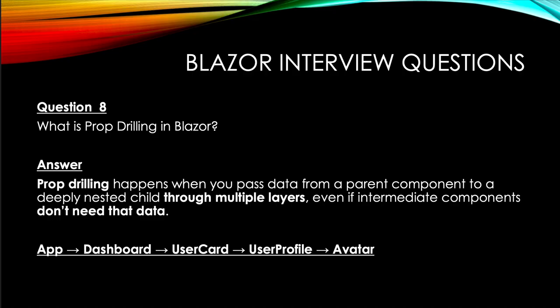And question number 8, what is prop drilling in Blazor? Prop drilling happens when you want to pass data from a parent component to a deeply nested child via multiple layers. If you see the example, my app is the parent, whereas the author is my last child. I want to pass the data to the author. So I have to define a property, and the property has to move from app to dashboard, dashboard to user card, user card to user profile, and then reach the author. This is called prop drilling.